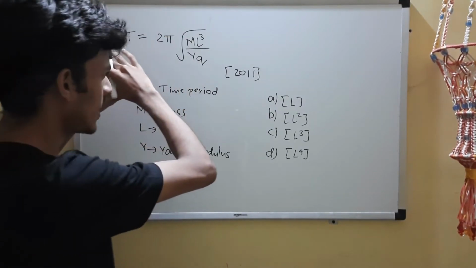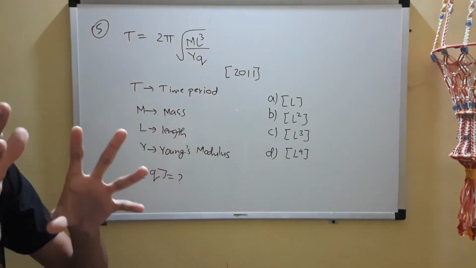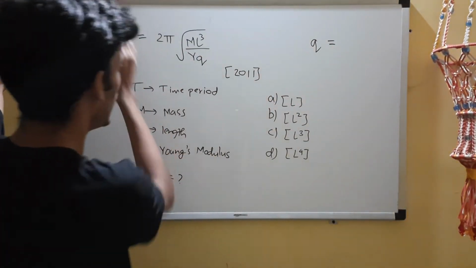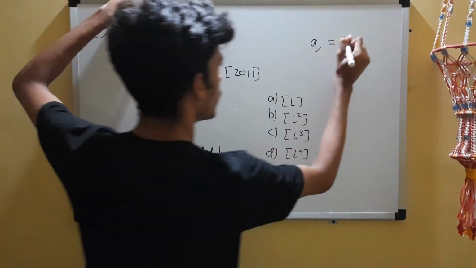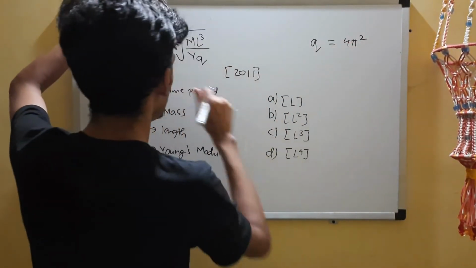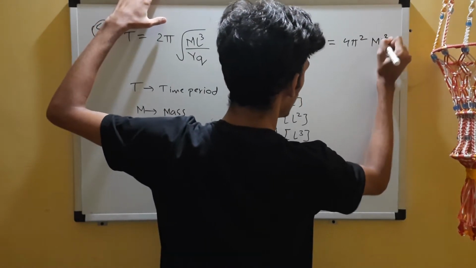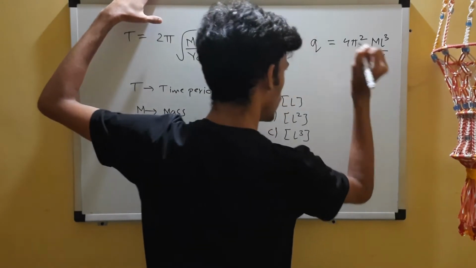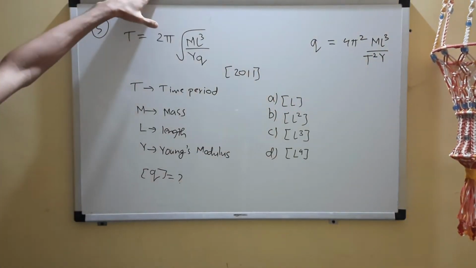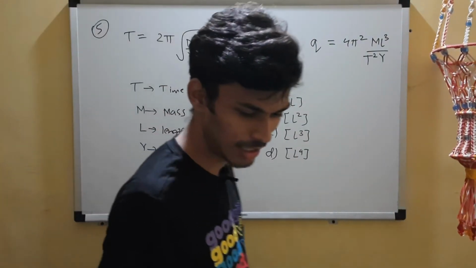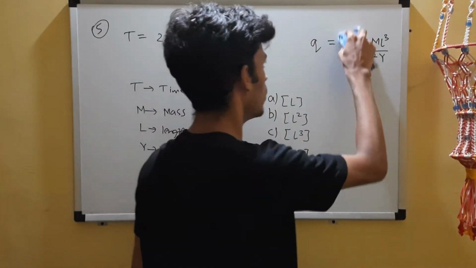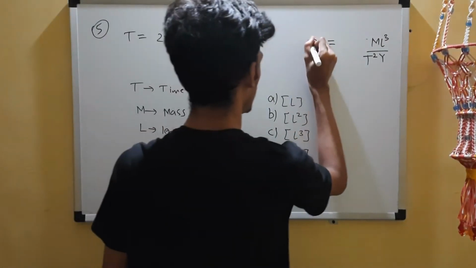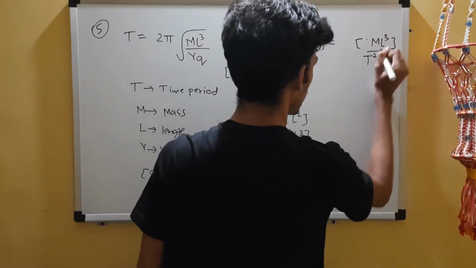So we'll square both sides and shift that Q. I'm skipping those steps because there are no marks for steps, right? So I've shifted that Q and also squared the equation. So 4 pi square times m l cube by Y under the root sign, and that T will come to the other side, but the equation was squared. Now again, no point in writing that 4 pi square, because that is a dimensionless constant. It does not have any dimensions, and once we take dimensions on both sides, it dies out.